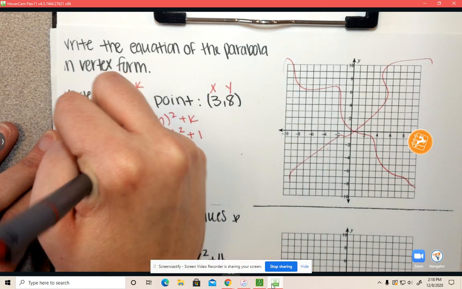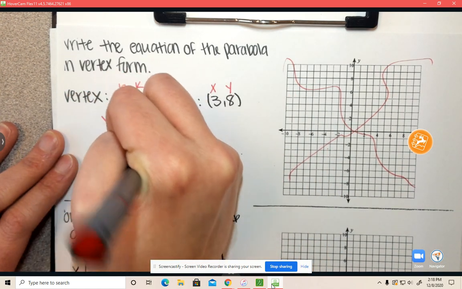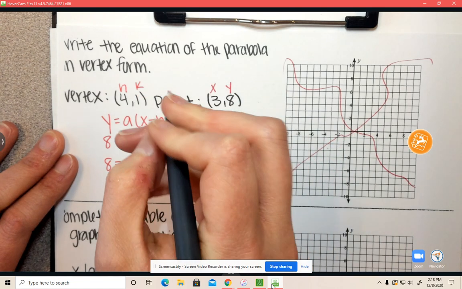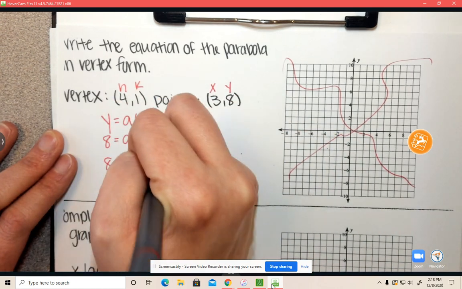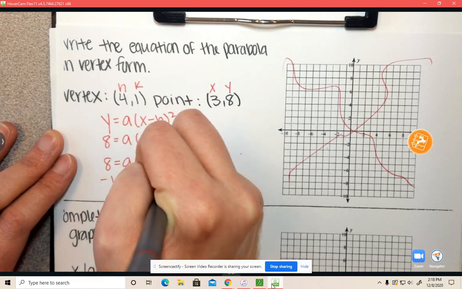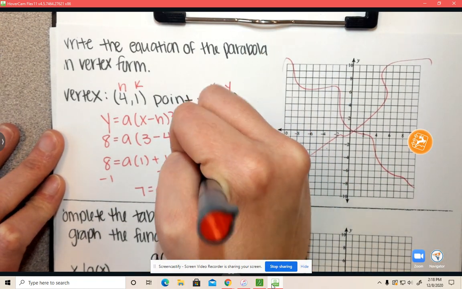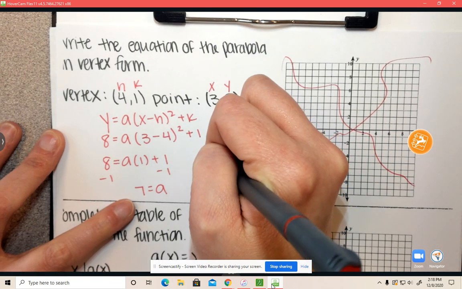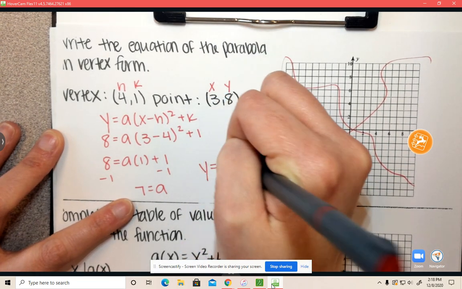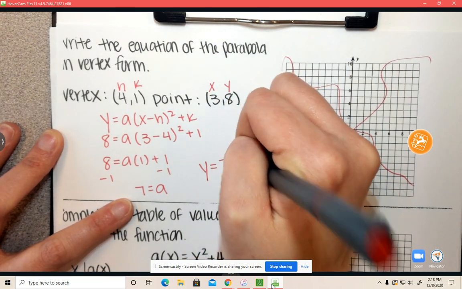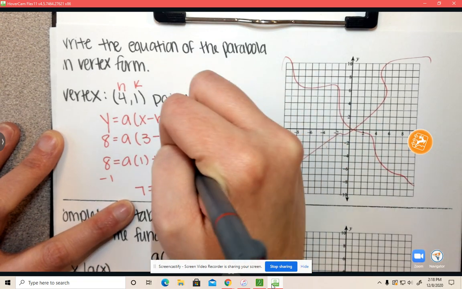-1 squared is just 1. So that's a times 1 plus 1. So we know that's just an a. We subtract 1 on both sides and get 7 equals a. So we can make our vertex form. Y equals our a, parentheses, x minus 4 squared plus 1.